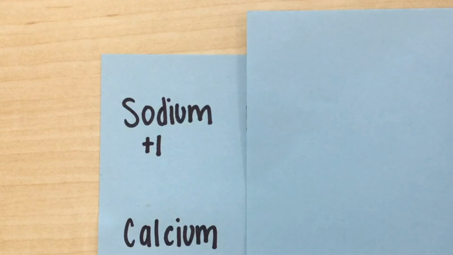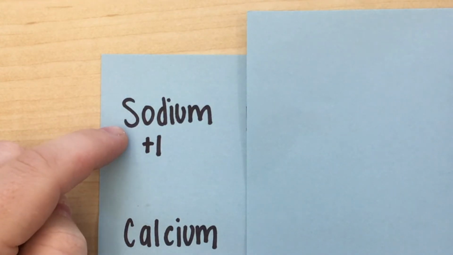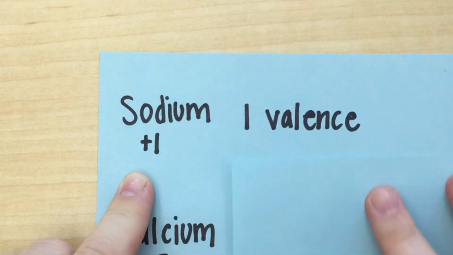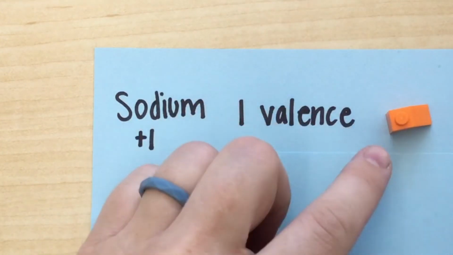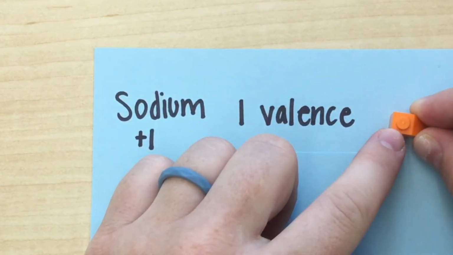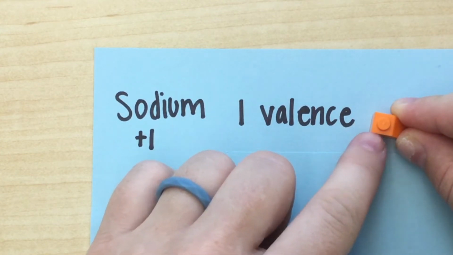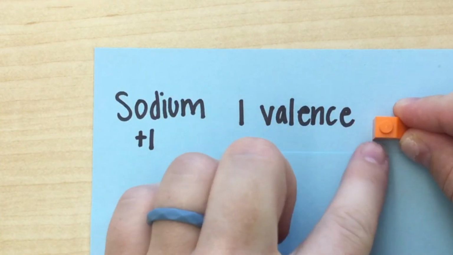So now let's look at some specific examples where we look at the charge and the valence for that element. We'll start with our positively charged elements here. As we saw in the periodic table, sodium can have a charge of 0 or +1. So when sodium is in the +1 state, it has a valence of 1. And we're going to represent that with this piece here. And it has 1 peg in which it can make a bond.